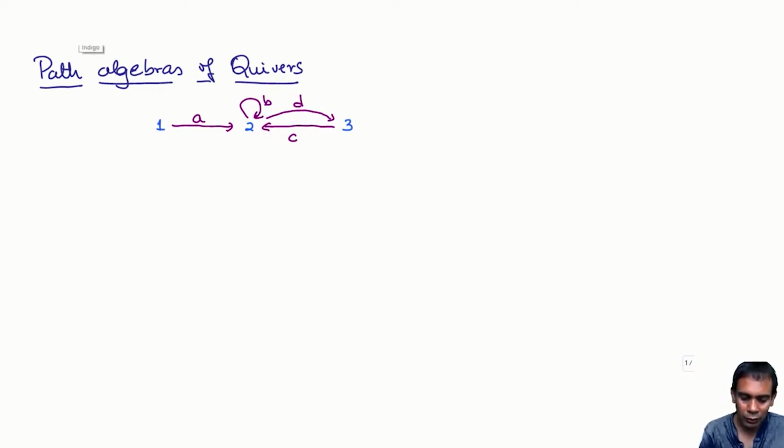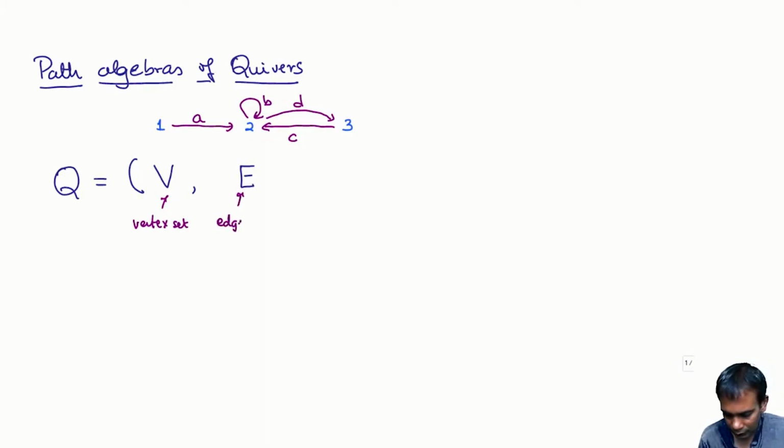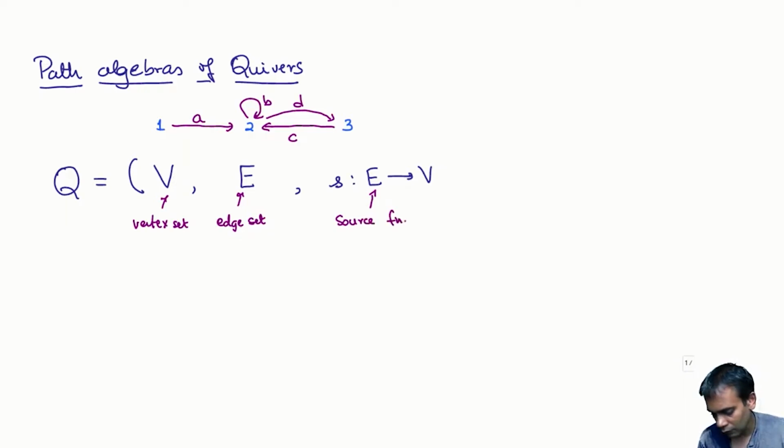Okay, so formally what is a quiver? Formally a quiver consists of 4 pieces of data, V, which is a vertex set, then E, which is an edge set, then there are two functions called the source function S from E to V, so this is called the source function, and then finally T from E to V called the target function.